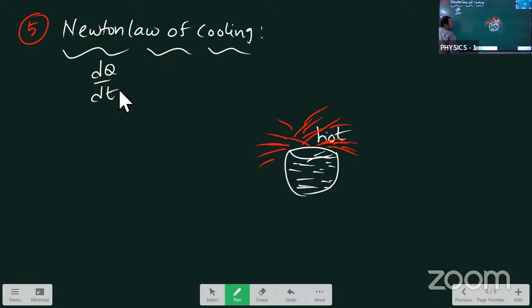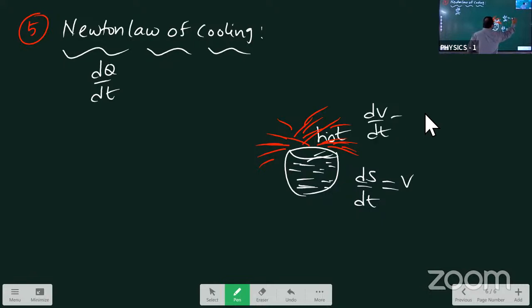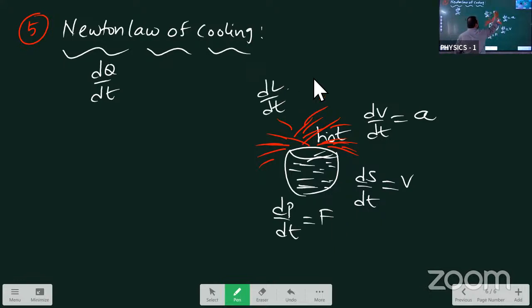dq by dt. In physics, anywhere d by dt comes, for example, ds by dt, rate of change of displacement, is nothing but velocity. One more, dv by dt, rate of change of velocity, is nothing but acceleration. Rate of change of momentum is nothing but force. Rate of change of angular momentum is nothing but torque. This many rates come in intermediate first year.